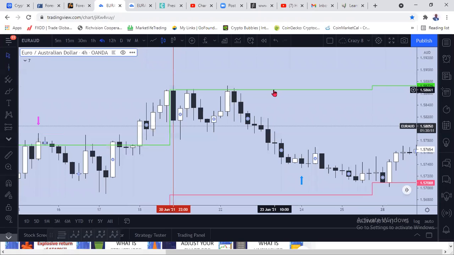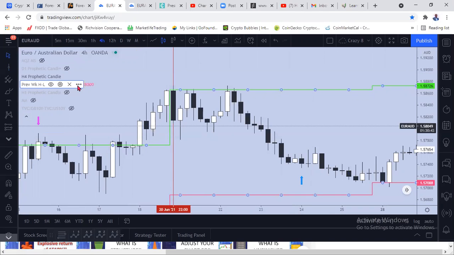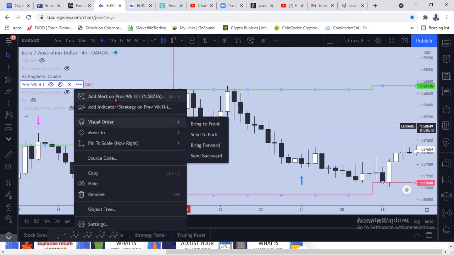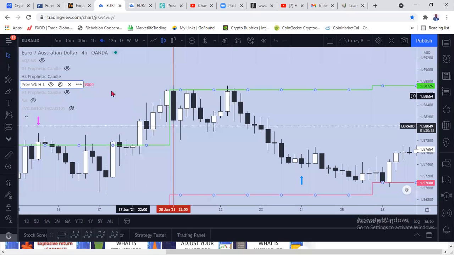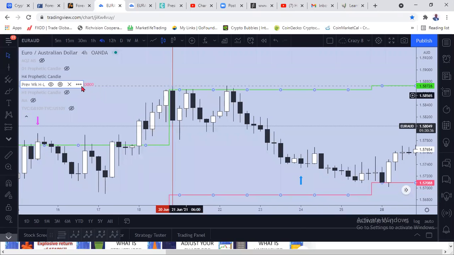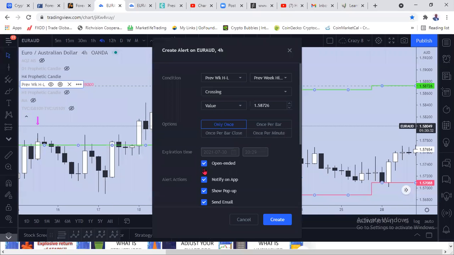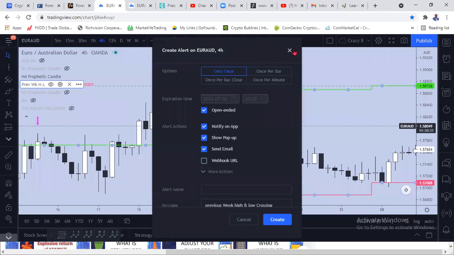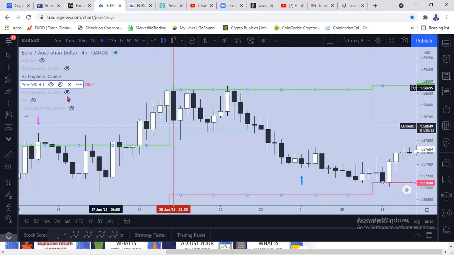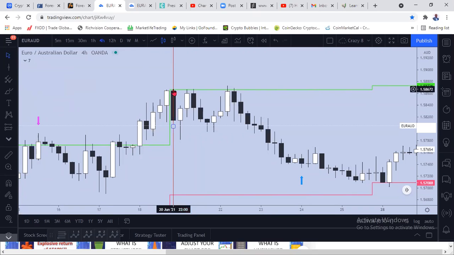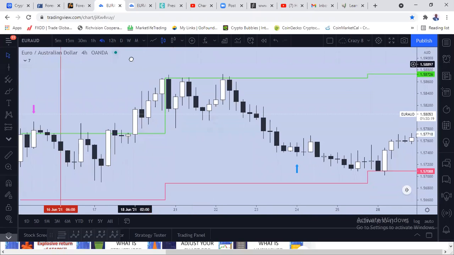Once I see that, you can set alerts on your weekly high and lows. If you are using TradingView, you could set your alerts on weekly highs and lows on your TradingView also. This is a weekly high and low on TradingView. I can practically go there and just add an alert on my weekly high and low, and it's going to notify me when price breaches my weekly highs and lows.